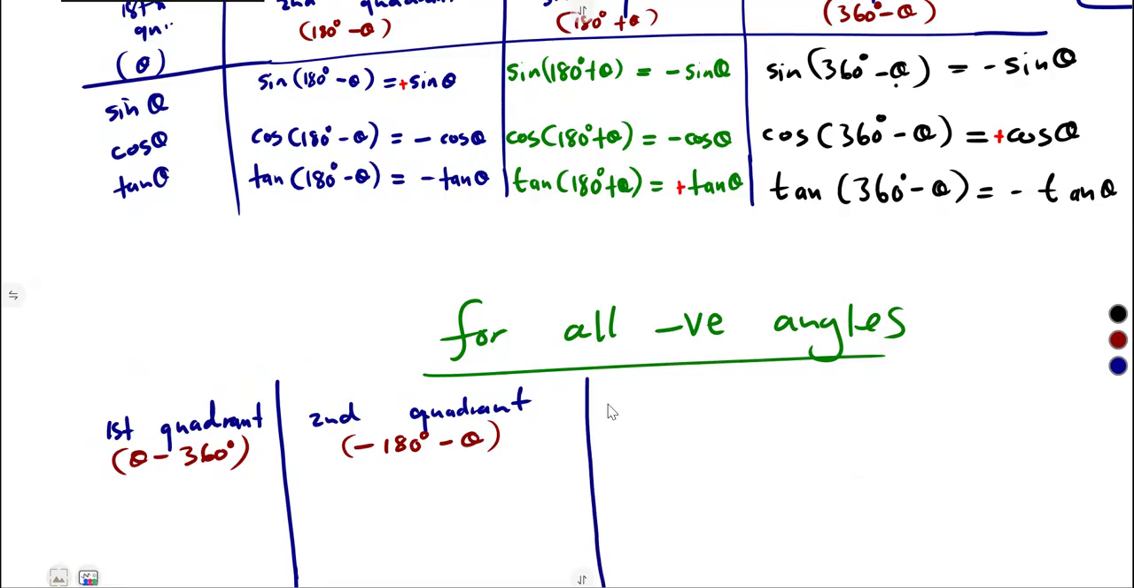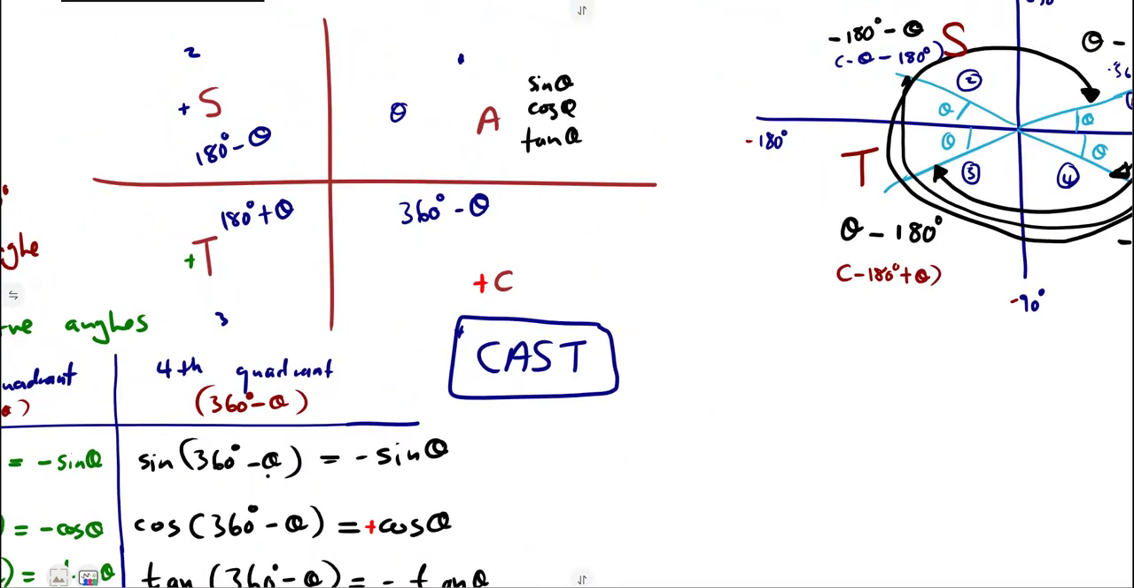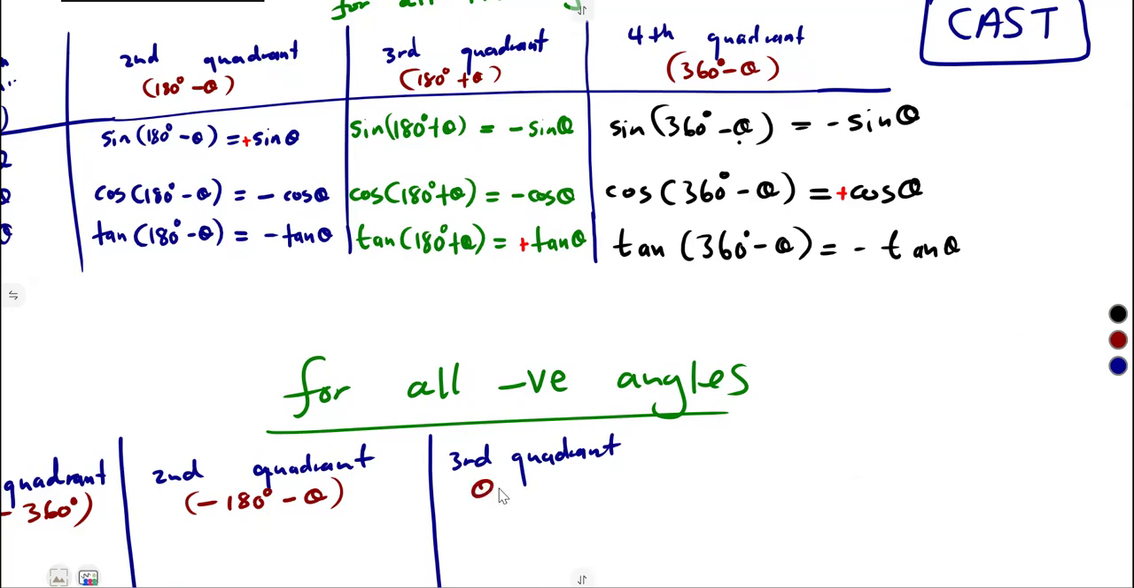Then we move on to the third quadrant, which in that case as a negative angle, it is what? Theta minus 180, or minus 180 plus theta, one and the same, or just theta minus 180. All right, so let's quickly have this one so that we can finish.